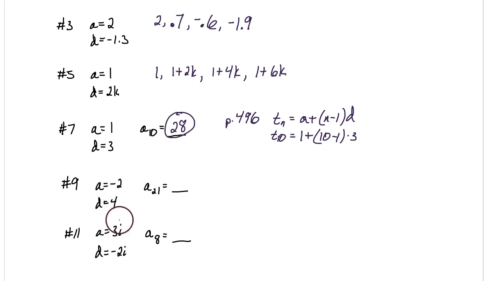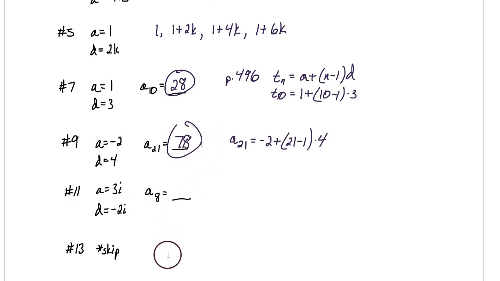Number 9 we can approach in the same way. So to find the 21st term, start with the first number, which is negative 2, and add on 21 minus 1 times the value of d, which is 4. So 21 minus 1 is 20, 20 times 4 is 80, and negative 2 plus 80 is 78.